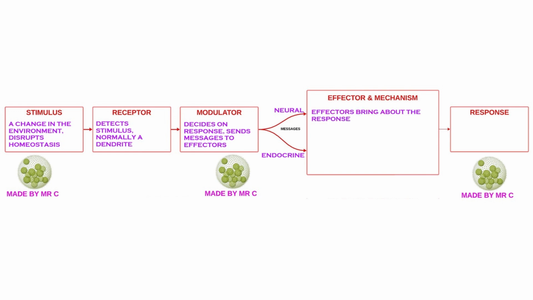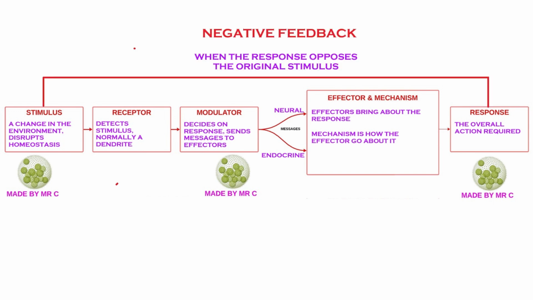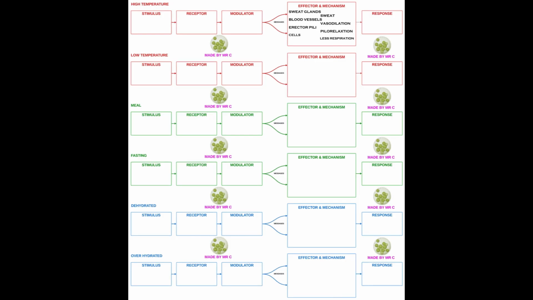The effector brings about the response, and the mechanism is how it does it. And the response is the overall action required. When the response opposes the original stimulus, we call it negative feedback. And this is how homeostasis works. So we're going to start with a high temperature stimulus. In fact, it's high blood temperature that matters.